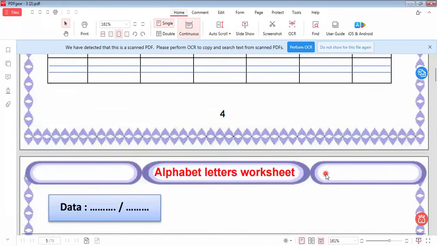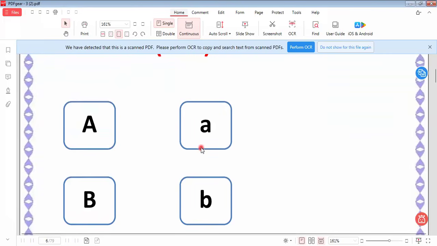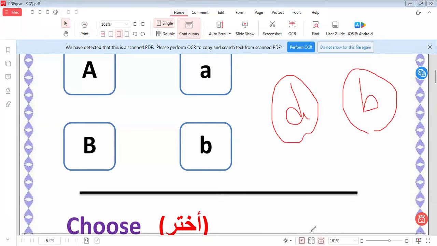Here we have an exercise to practice on capital and small letters. Here is capital A and here is small a. Here is capital B and here is small b. We must take care when we write small b from small d. There is a difference between both. Take care when you write it in the paper exam. This is called small d, and this is called small b.